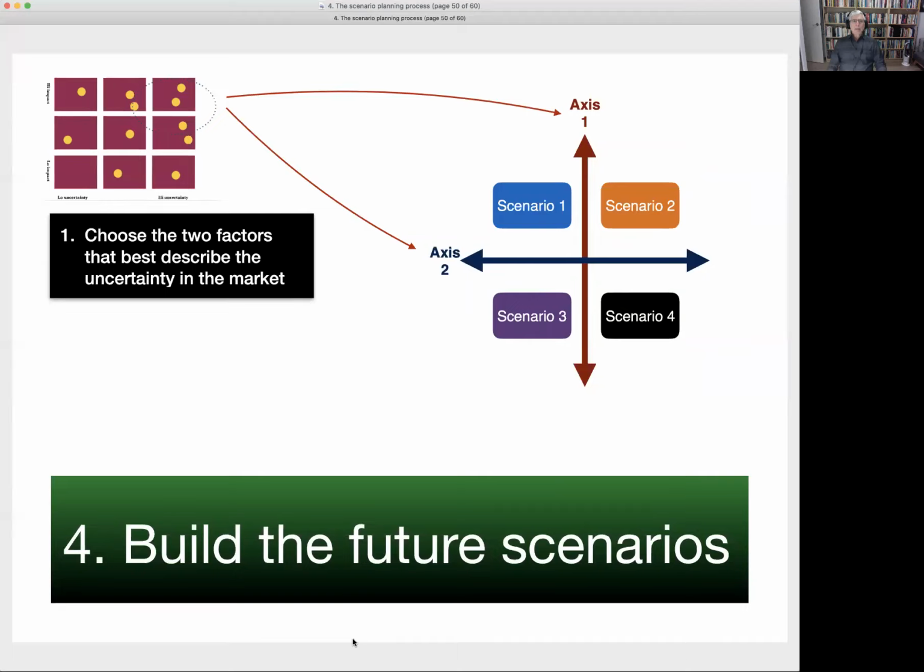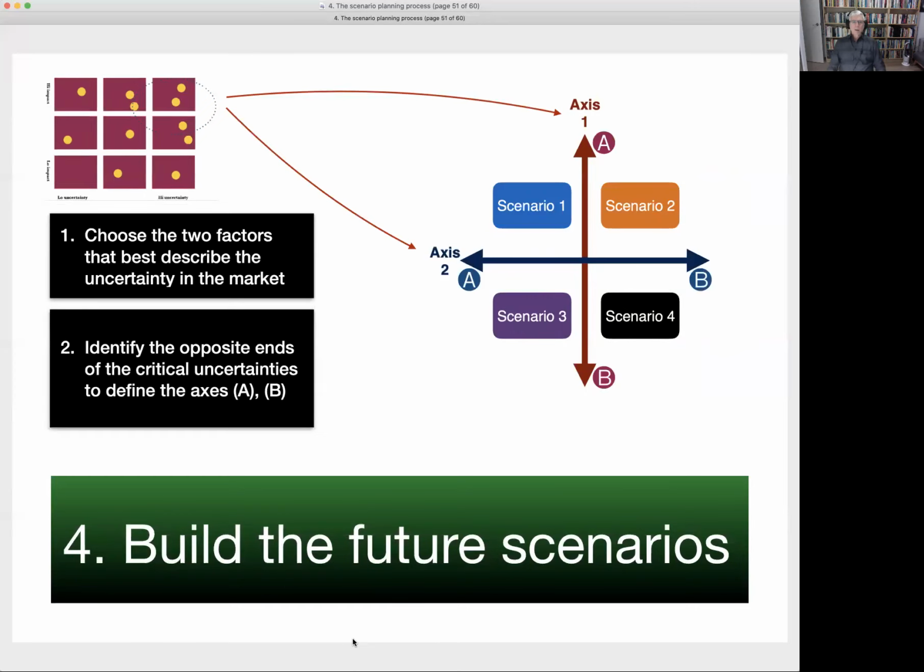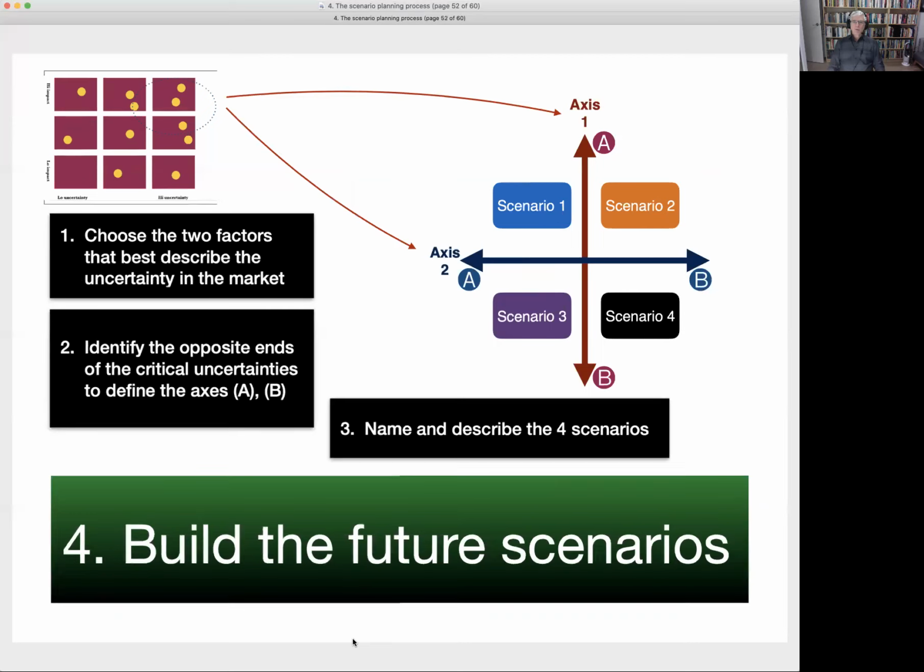And we really use those 2 factors to make up the axes of our model, axis 1 and axis 2. And once we've identified what those axes are, we then identify the polar extremes, the opposite ends of the axis, A and B. That then helps us build a sort of scenario model, and we have this grid in which 4 scenarios exist. So scenario 1 is a combination of axis 1 and axis 2. Scenario 3 is a combination of axis 2 and axis 1, and so on.